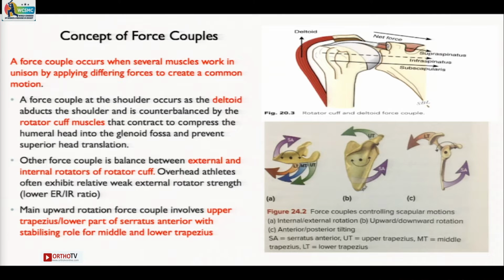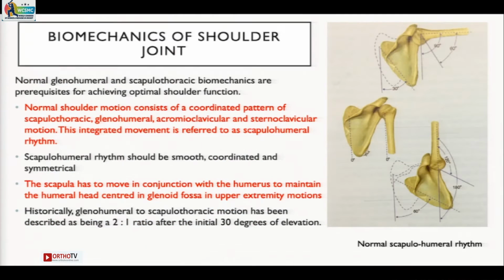So there is the concept of force couples in the shoulder. A force couple occurs when several muscles work in unison, applying differing forces to create a common motion. There is a force couple between the deltoid and the rotator cuff muscles, and there is a force couple between the external and internal rotators of the rotator cuff. Overhead athletes usually have weakness of external rotation strength.